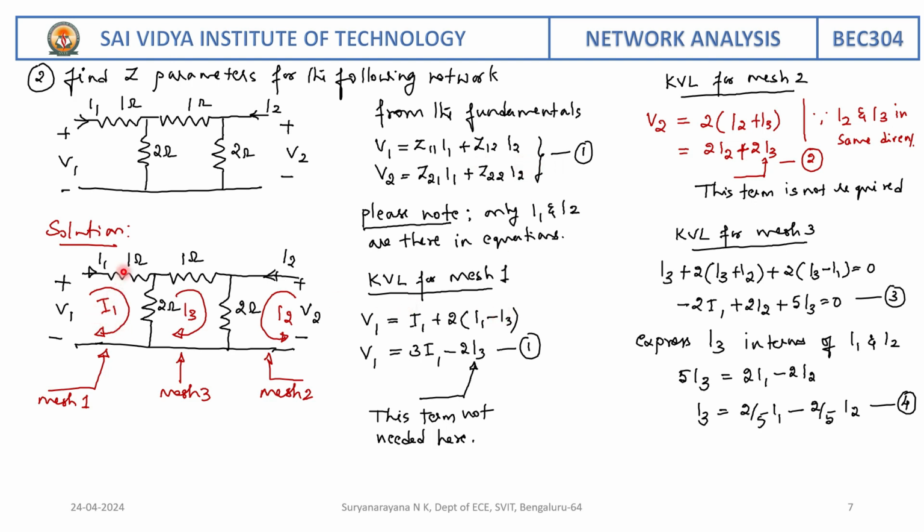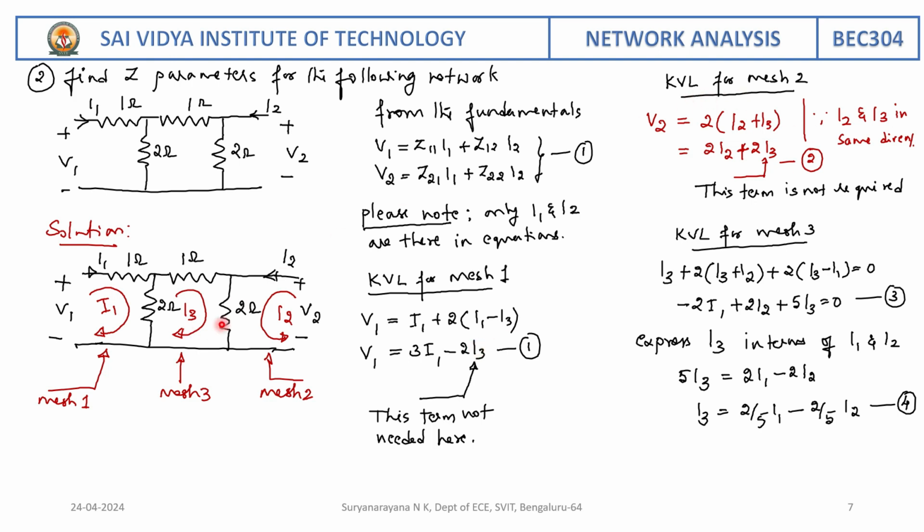Now let us write the expression for KVL to mesh 1. V1 is equal to I1 plus 2 into, since I1 and I3 are opposite in direction, I1 minus I3. Simplify: V1 is equal to 3I1 minus 2I3. Call this equation 1. What we are expecting here is V1 expressed in terms of I1 and I2, but I have I3 here, therefore I have to express I3 in terms of I2 and I1. So we will wait till we obtain that expression.